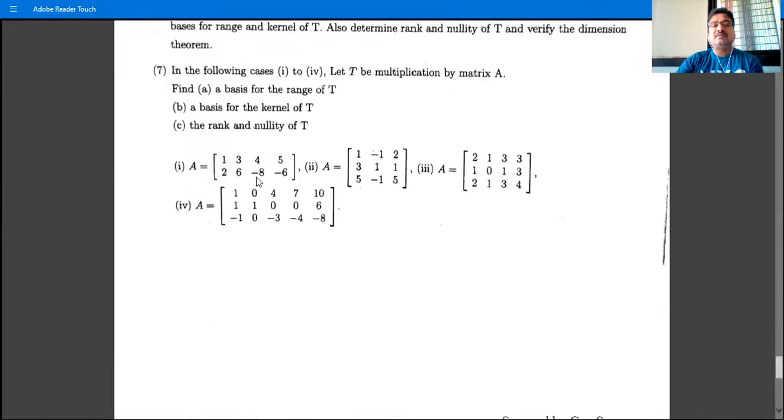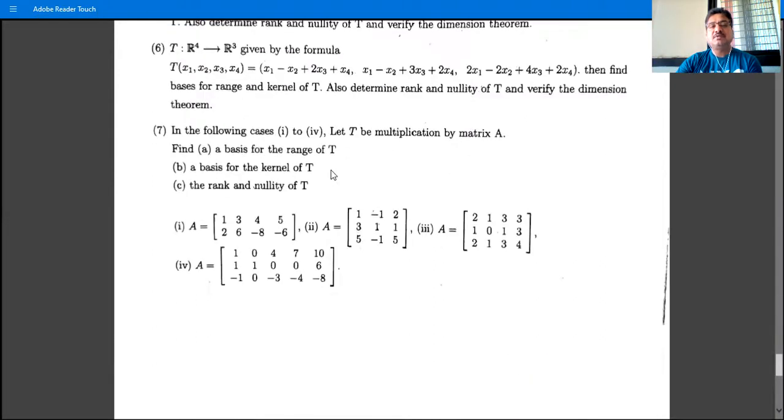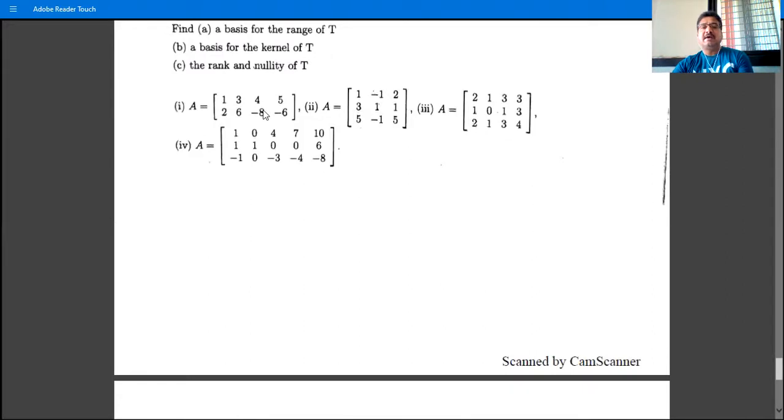So these standard matrices are given. Find the basis for the kernel of T, find the rank and nullity of T, find the basis for the range of T. So the standard matrix is given.